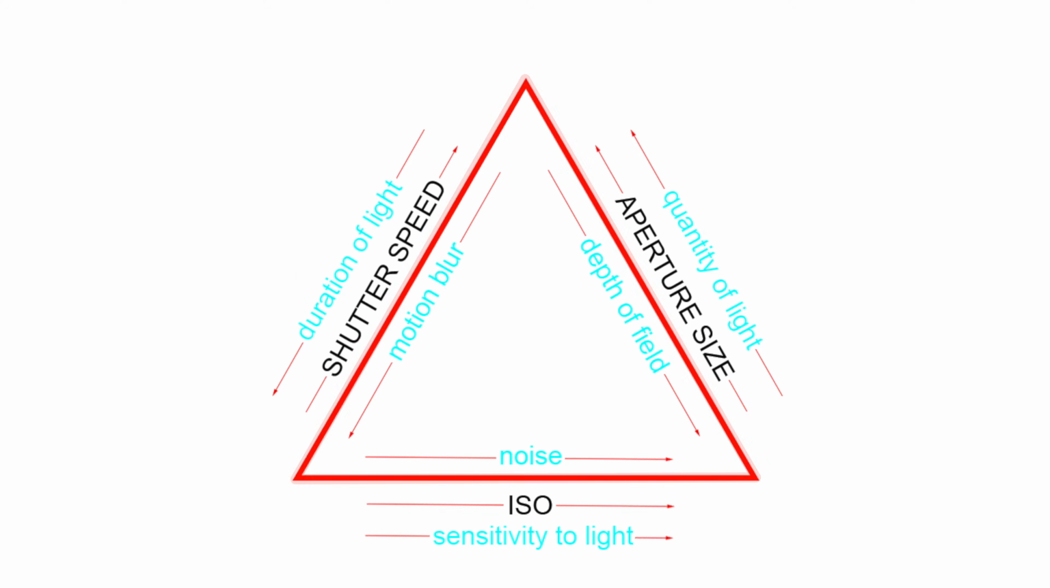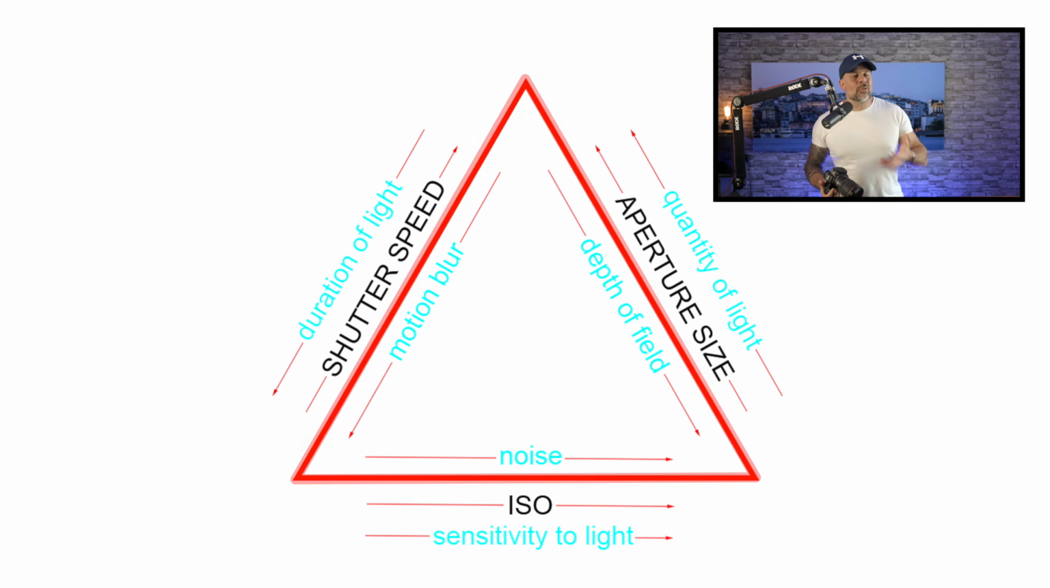Now, before we dive into the specifics of aperture, shutter speed, and ISO, let's talk a little bit about the exposure triangle. Now, the exposure triangle is a graphical representation of the relationship between the three elements and how they affect the exposure of your photo.